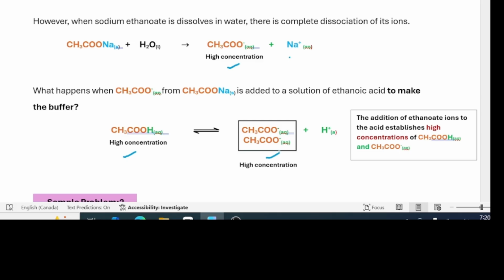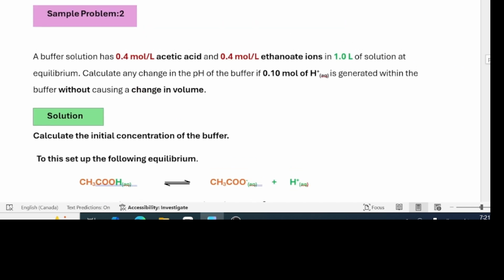Okay, and an equilibrium is established between the two. So this is what happens when a buffer is made between ethanoic acid and sodium ethanoate: it is primed with a high concentration of molecular ethanoic acid and a high concentration of its conjugate base. So we solve this problem to explain how a buffer works.